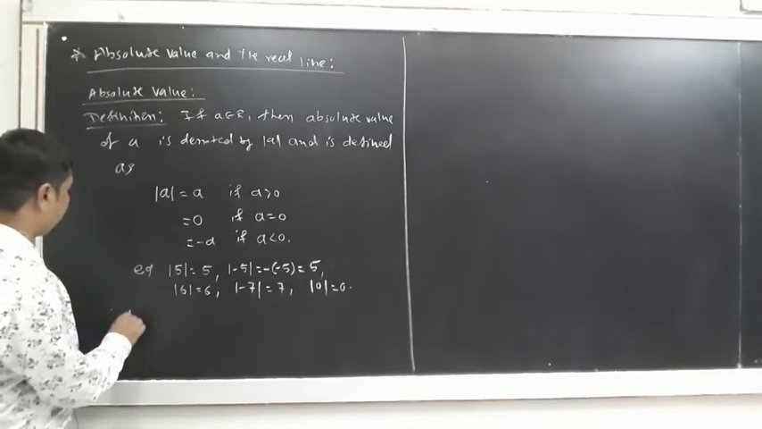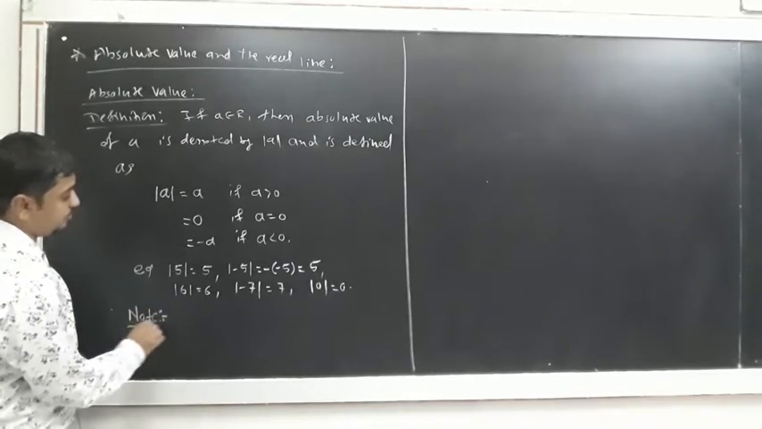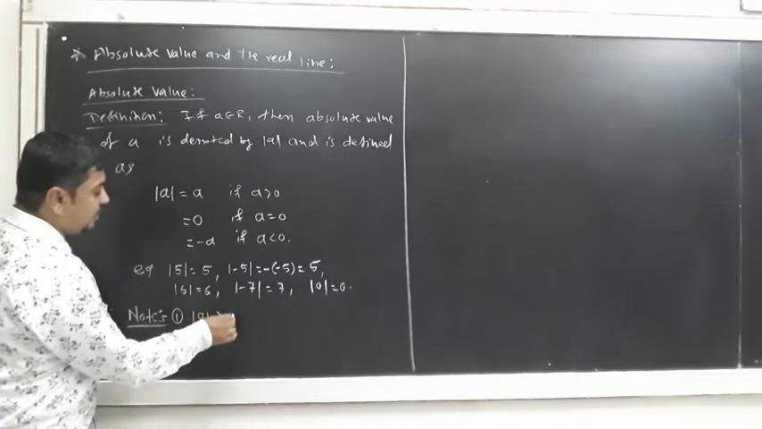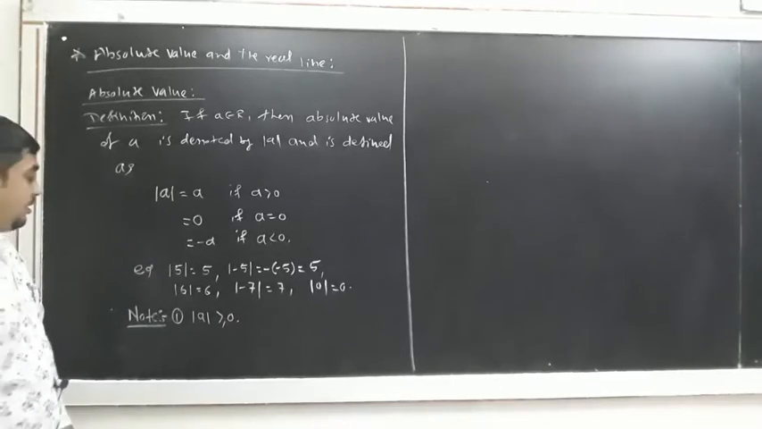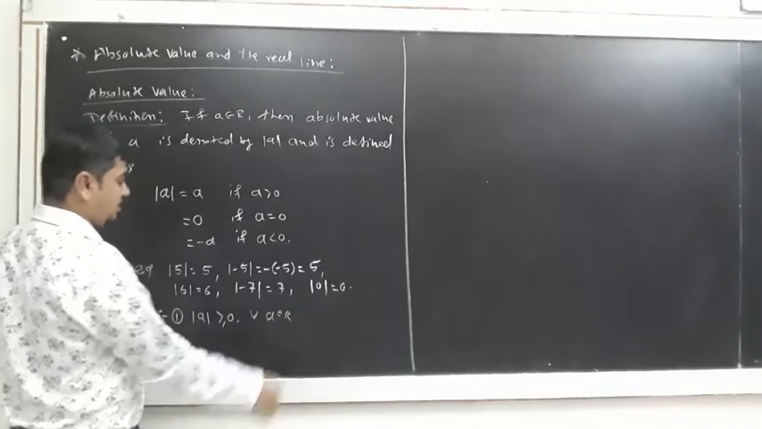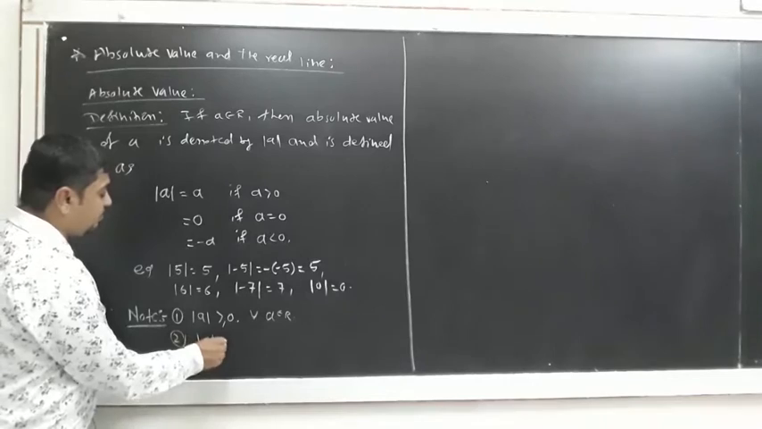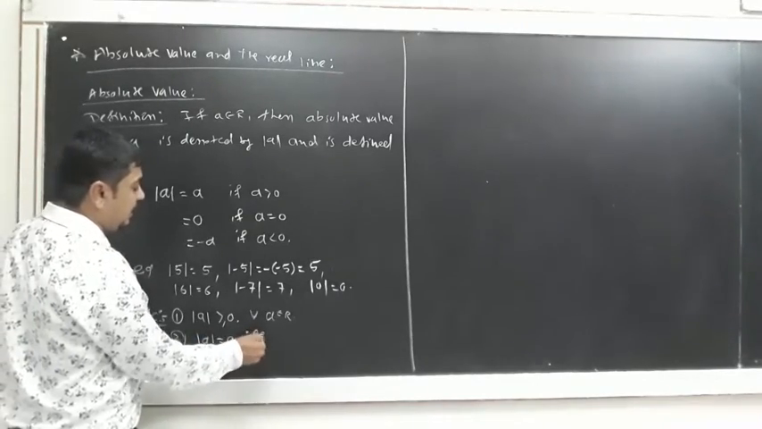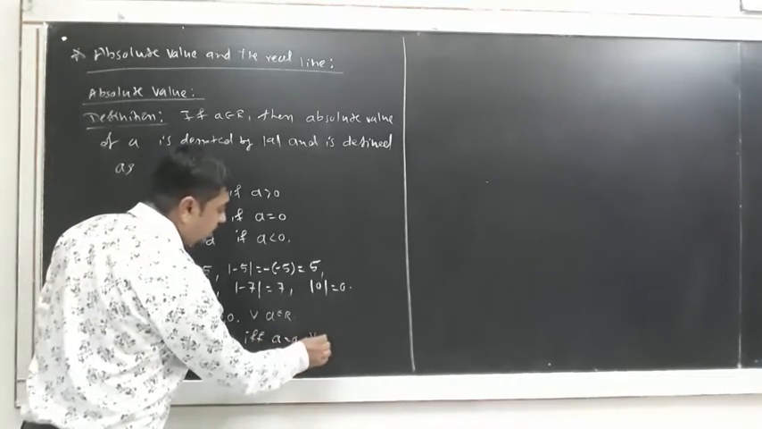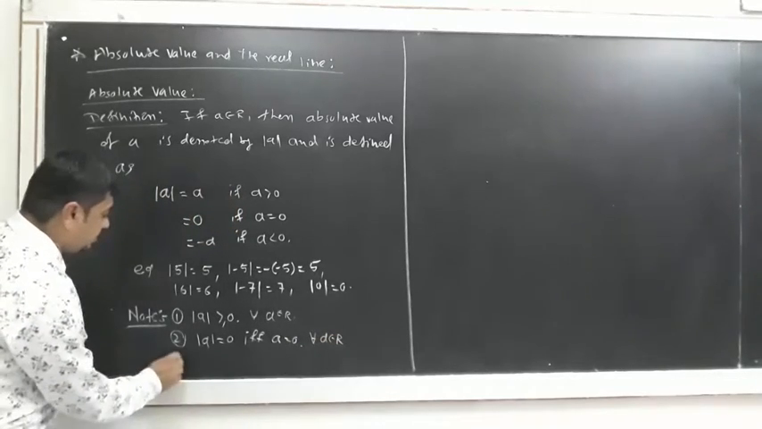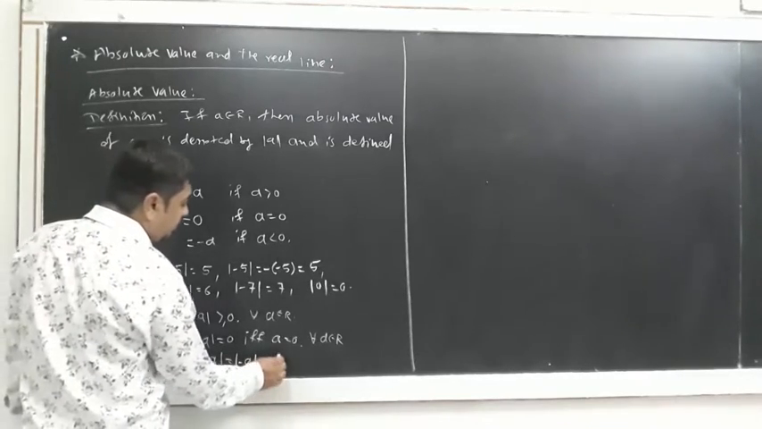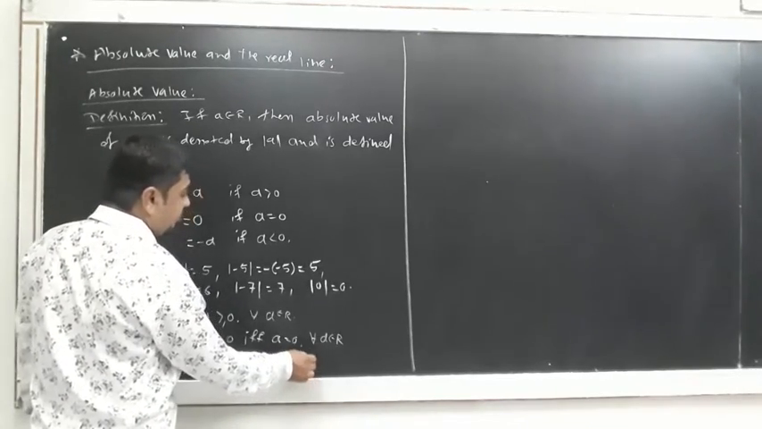Okay, so what can we note? First, the absolute value of a is always greater than or equal to 0. It is never negative, for all a belonging to R. Second, the absolute value of a is equal to 0 if and only if a is equal to 0. And third, the absolute value of a and the absolute value of minus a are equal for all real numbers a.